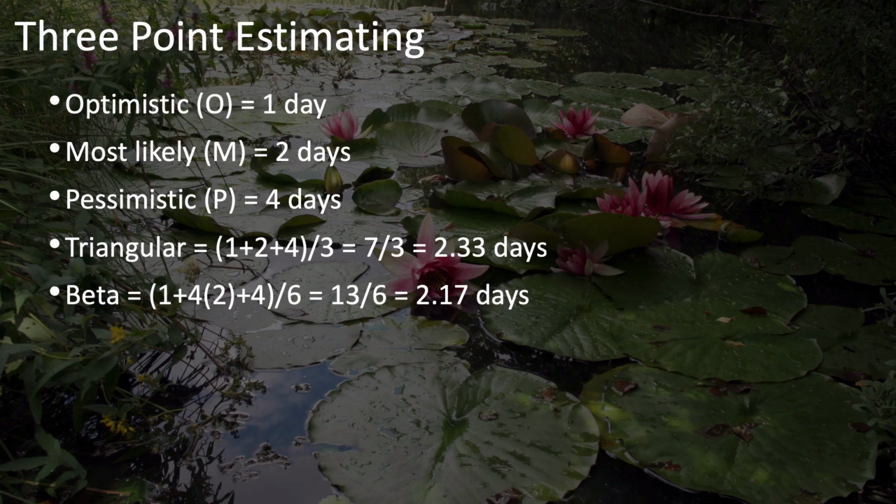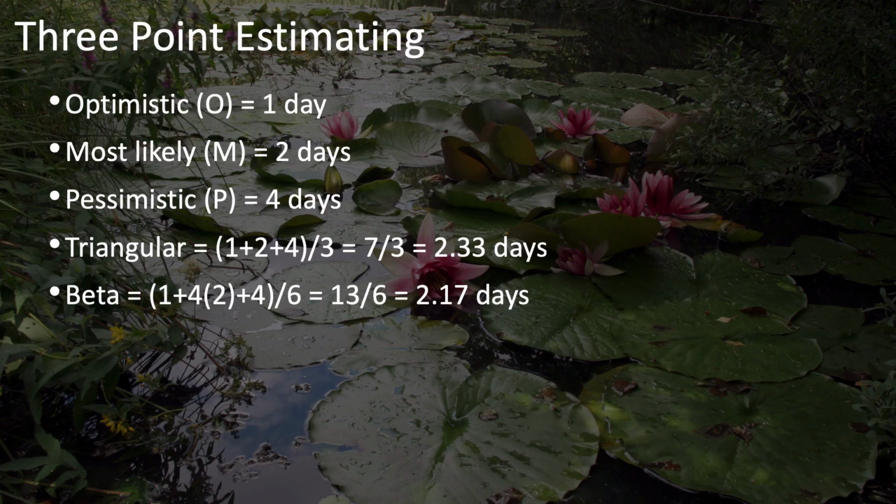First, you put this into your triangular formula. You add them together and divide by 3. It's a simple average. You end up with 2.33 days, 2 1/3 days. You can also use the beta formula, which favors the most likely estimate over the other estimates by multiplying it by 4, and then add that to the other two estimates, divide by 6. Then you have 2.17 days.